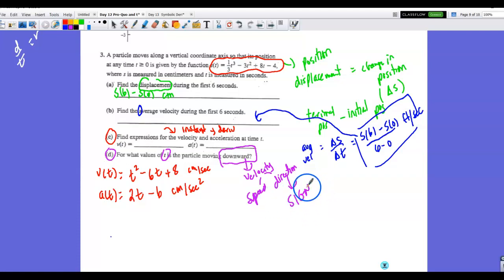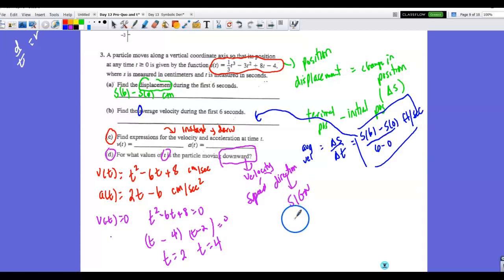So in order to determine the sign, the first thing I'm going to do is figure out when the velocity is equal to 0. And then I'll make an examination. So I'm going to do t squared minus 6t plus 8 equal to 0. Good old quadratic. I'm going to factor that, t minus 4 and t minus 2. So at t equal to 2, the velocity is 0, the particle is not moving. And at t equal to 4, the velocity is 0, the particle is not moving. But that's not what the question asked. The question said, when is the particle moving downward, not when is the particle not moving.